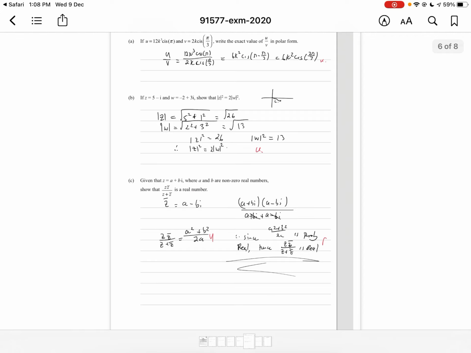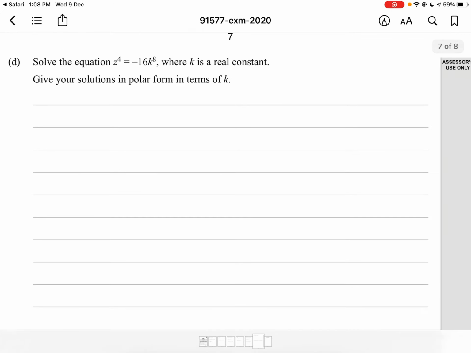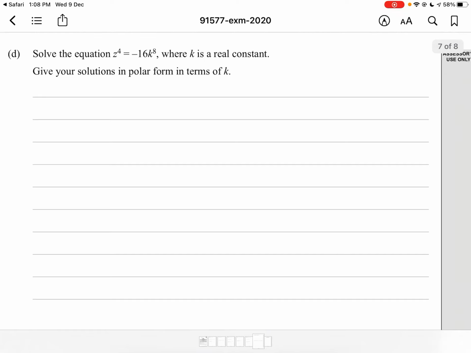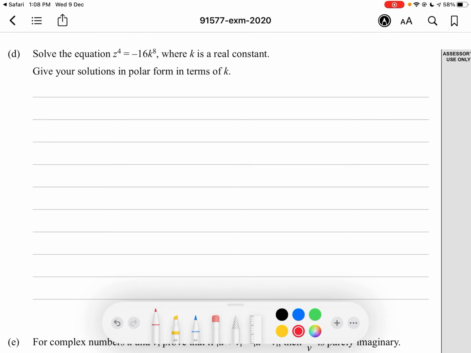It seems pretty straightforward. But for question D, we have z to the power 4 equals negative 16k to the power 8, where k is a real constant. Give your answers in polar form in terms of k. Right, so first things first, for these questions I like to put this on the Argand diagram first to get a clear picture of what I'm dealing with.